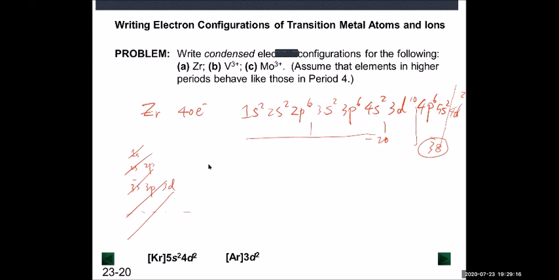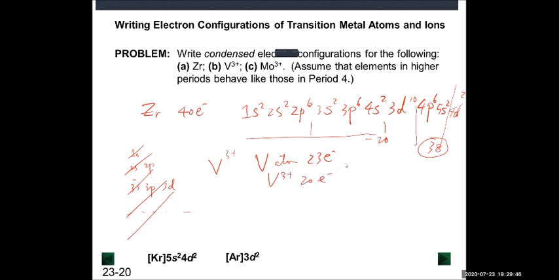Next one, vanadium 3+. What is the electron configuration for vanadium 3+? Vanadium atom has 23 electrons. The atom has 23 electrons. And so vanadium 3+ should have 20 electrons.